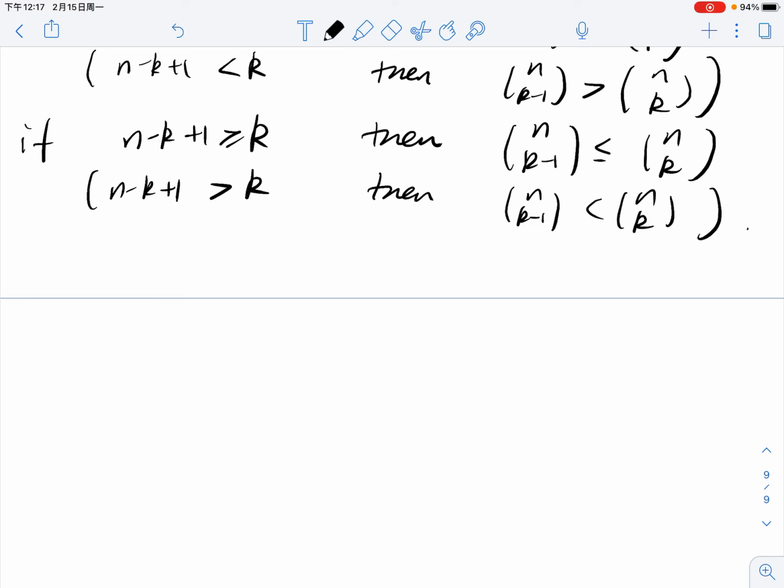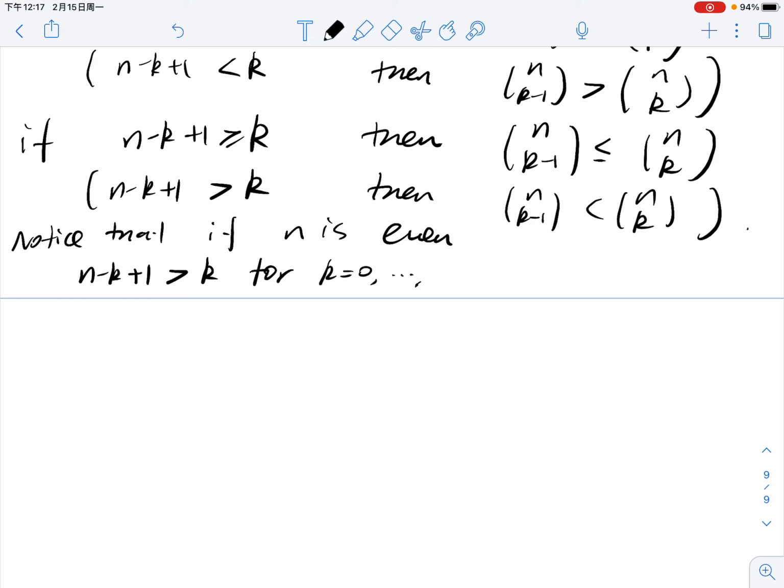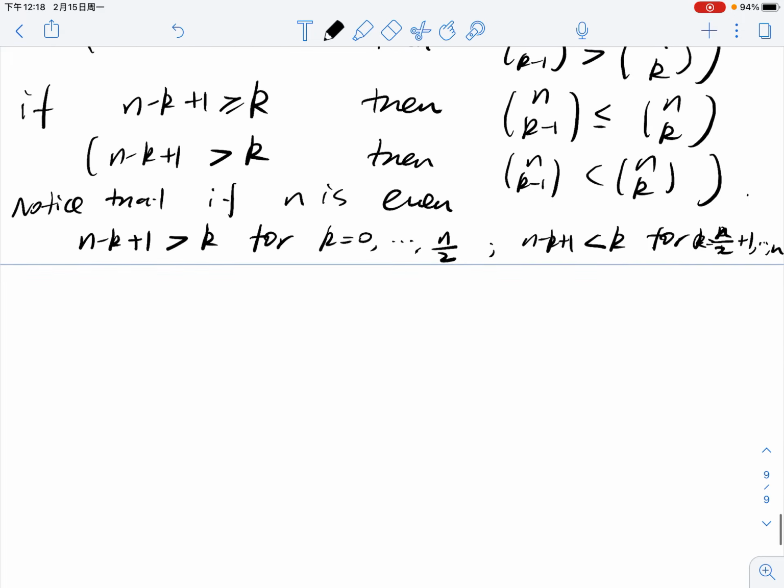And now, if n is even, then you will see n minus k plus 1 greater than k for k from 0 all the way to n divided by 2, and less than k for k from n divided by 2 plus 1 all the way to n. Okay, therefore you have a single peak at n over 2.